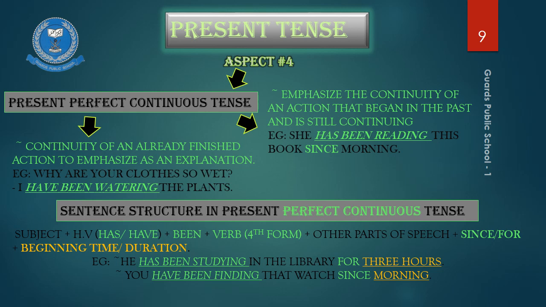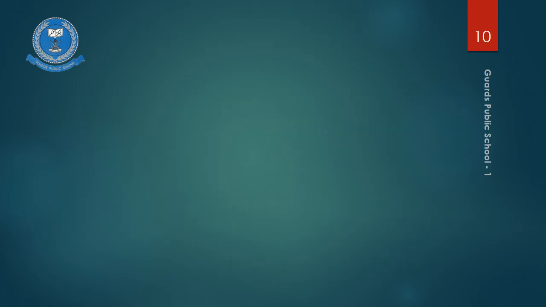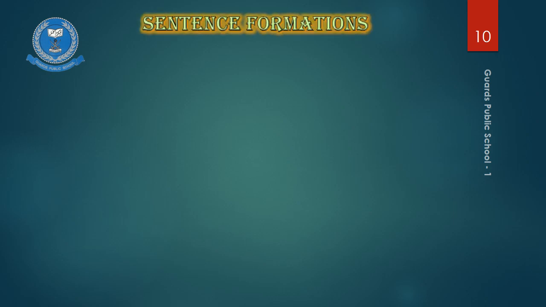Now here you may notice that we have used for before 3 hours in the first example because it tells the complete duration for the completion of an action. And we have used since before morning because it shows the beginning time of an action. Let's now learn the sentence formations in the present perfect continuous tense.